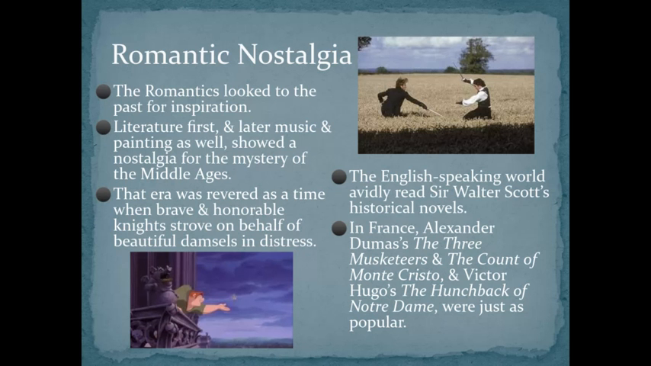That era was revered as a time when brave and honorable knights strove on behalf of beautiful damsels in distress, and the English speaking world avidly read Sir Walter Scott's historical novels. In France, Alexandre Dumas' The Three Musketeers and The Count of Monte Cristo, and Victor Hugo's The Hunchback of Notre Dame were just as popular. So, The Three Musketeers, a lot of people know about that story, the one all for one and one for all idea. The Count of Monte Cristo, if you enjoy The Shawshank Redemption, it's actually a modern day version of that.